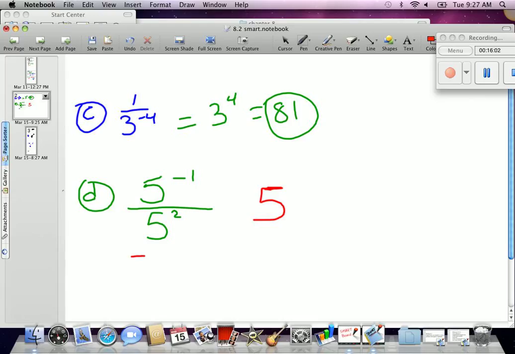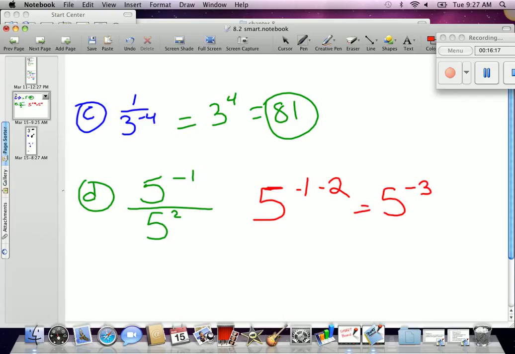So write that next to the 5. So 5 minus 1 minus 2. That's how you got to write it on your paper. And then it'll make it easier for you. So what is it? Negative 1 minus 2. You owe me $1, you borrowed 2 more, you owe me how much? 3. So it's 5 to the negative third.